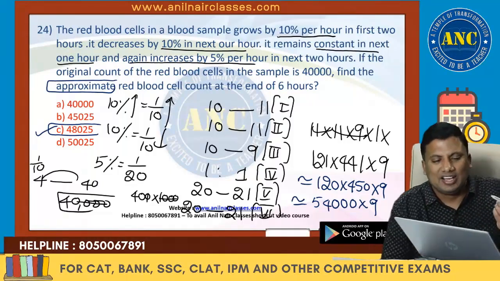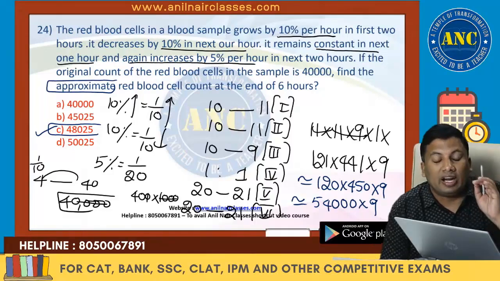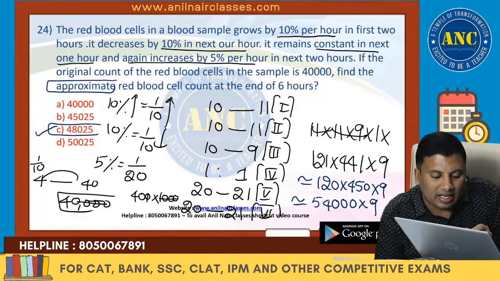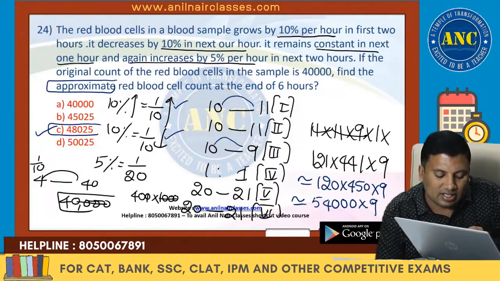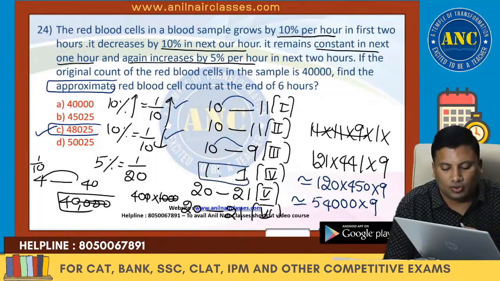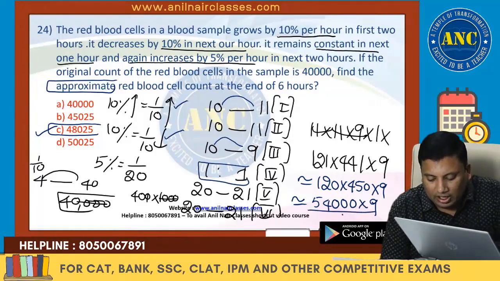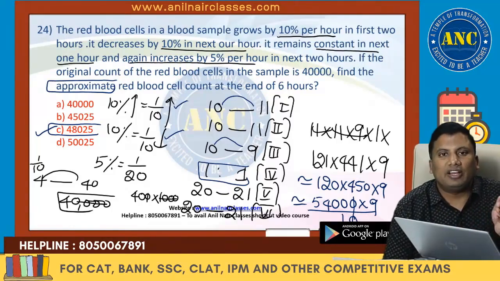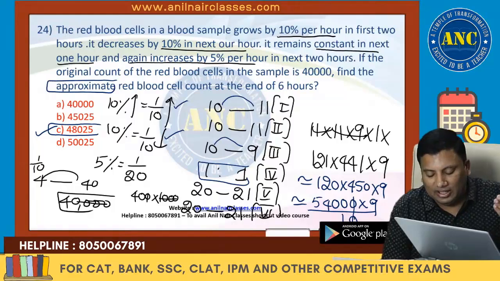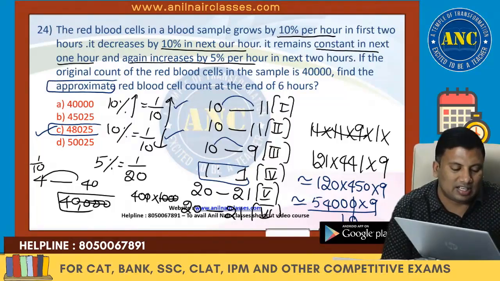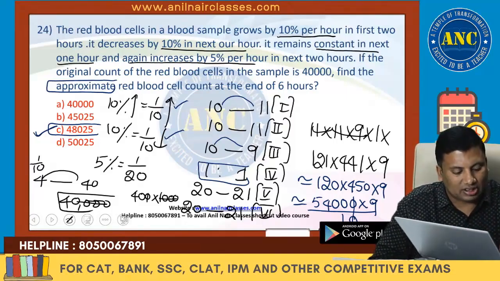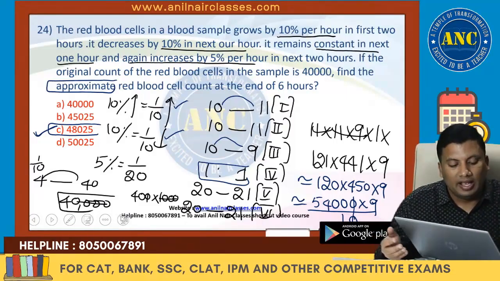Idea it is clear. Same like the previous question. Convert every statement into a mathematical expression. 10 1 increase 11. 10 1 decrease 9. Next hour it is same. So it is 1:1. Divided by 10 we have to do. So 5,400. 5,000 into 9 is 45,000. 400 into 9 is 3,000. 48,000. Answer is closer to 48,025. Next question.